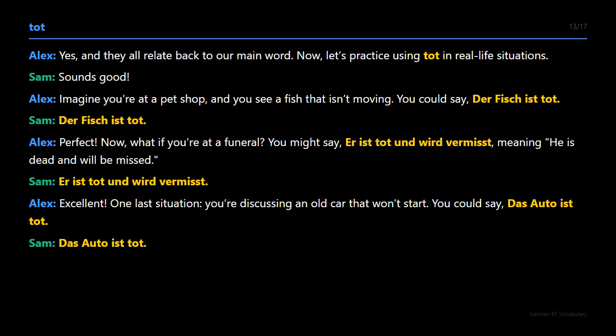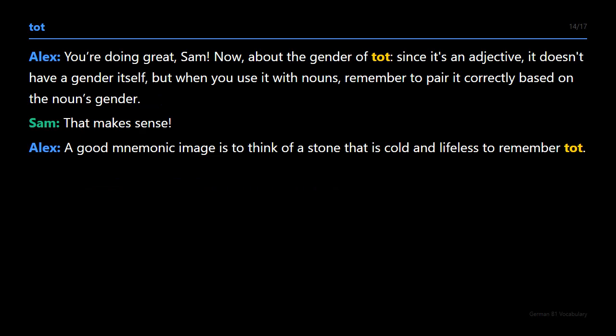Excellent. One last situation, you're discussing an old car that won't start. You could say, Das Auto ist tot. Das Auto ist tot. You're doing great, Sam. Now, about the gender of tot. Since it's an adjective, it doesn't have a gender itself, but when you use it with nouns, remember to pair it correctly based on the noun's gender. That makes sense. A good mnemonic image is to think of a stone that is cold and lifeless to remember tot.